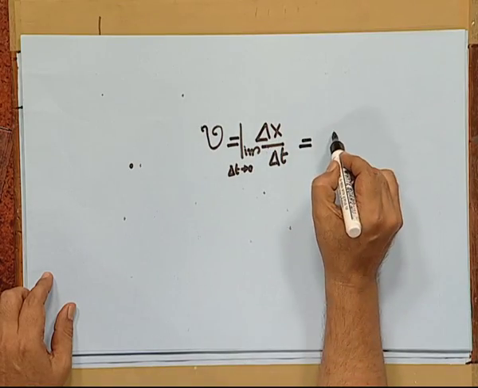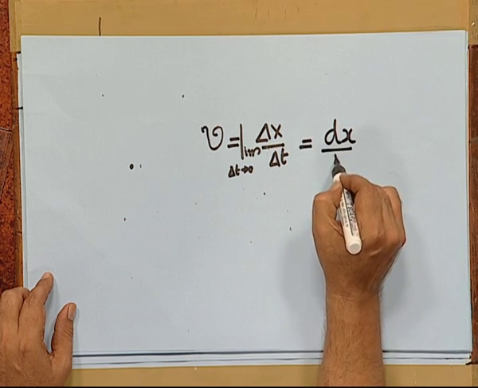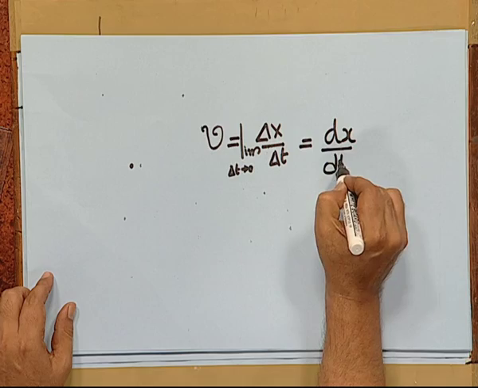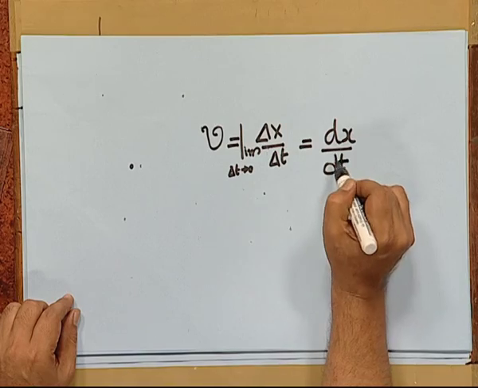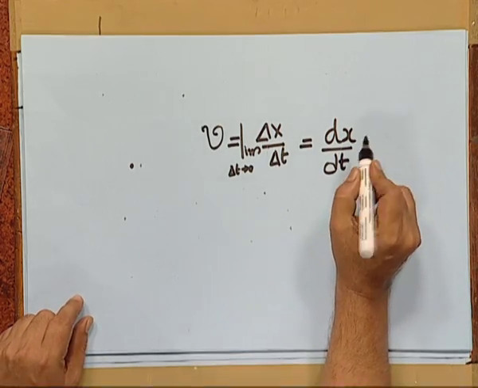So, we write V is equal to the limit of delta x by delta t as delta t tends to 0. In other words, in the language of mathematics, this is indicated as dx by dt. They mean the time variation of position, that is, the rate of change of x with respect to t, which they write as the differential of x with respect to time. So, velocity is nothing but the rate of change of position with respect to time.